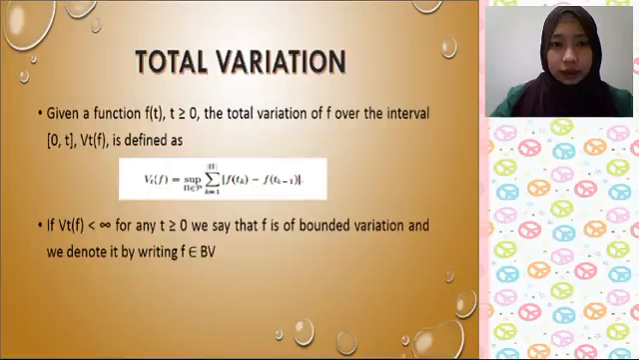Total variation. Given a function f(t), t ≥ 0, the total variation of f over the interval [0,t], V_t(f), is defined as V_t(f) = sup over n of the summation from k=1 to n of |f(t_k) − f(t_{k−1})|. If V_t(f) < ∞ for any t ≥ 0, we say that f is of bounded variation and we denote it by writing f ∈ BV.